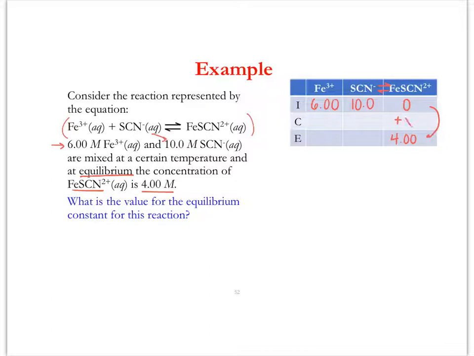Well, we added x. What do we do to each of our reactant amounts? Well, we're going to subtract x. Why are we subtracting x? Because their coefficients are also 1s, and we have to lose reactant in order to gain product. So we know what x is equal to now because we started with no FeSCN. We added x amount and we ended with 4. So we know that x is equal to 4.